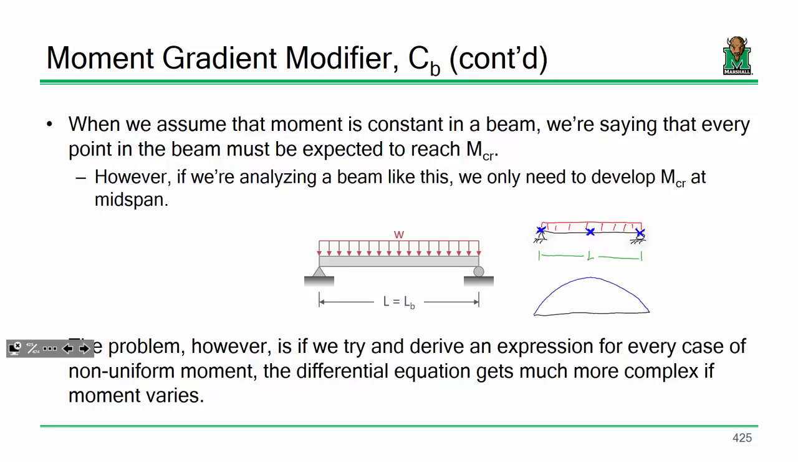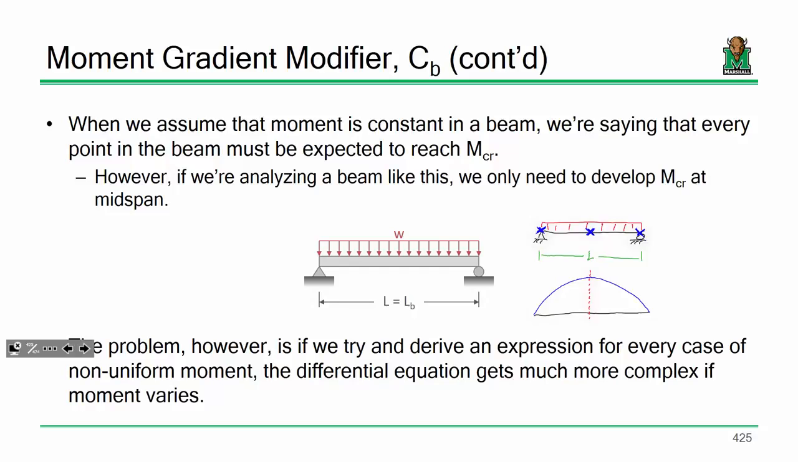Sound good? Okay, so here's what you do. When you compute C sub B, you take each individual segment one at a time. So I'm going to look at the segment on the left and the segment on the right. Since they are the same, I can just look at one of them in this instance.